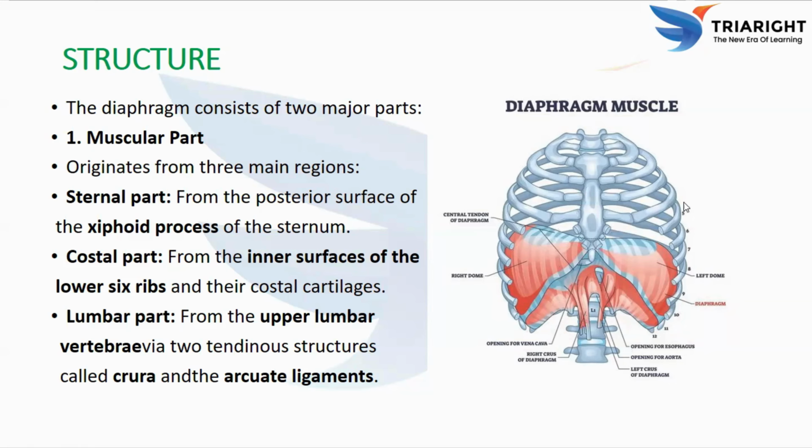The central tendon part is the light blue or white area in the middle, where all the muscle fibers insert. You can see important openings here: the opening for the vena cava at T8 level, the opening for the esophagus at T10 level, and the opening for the aorta at T12 level. Over here you can find the right crus and the left crus of the diaphragm.